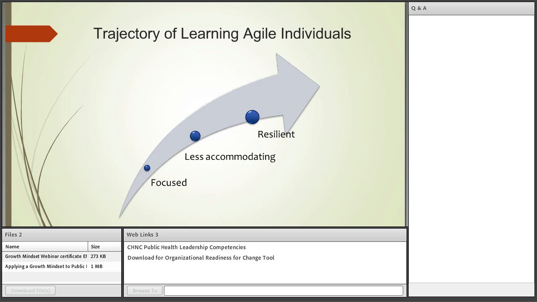So this humility piece really is important for agile learning as well, especially because agile learners are not so afraid of failure. They see it as an opportunity to grow and learn.